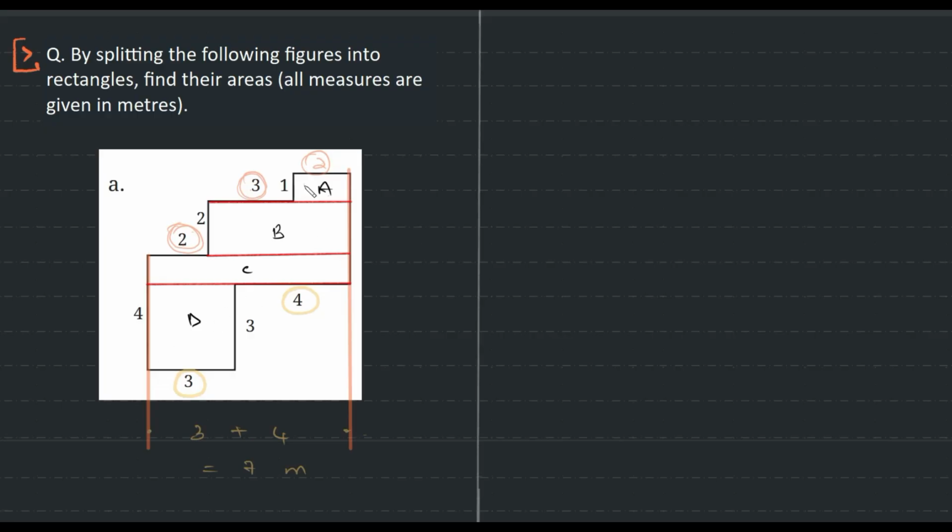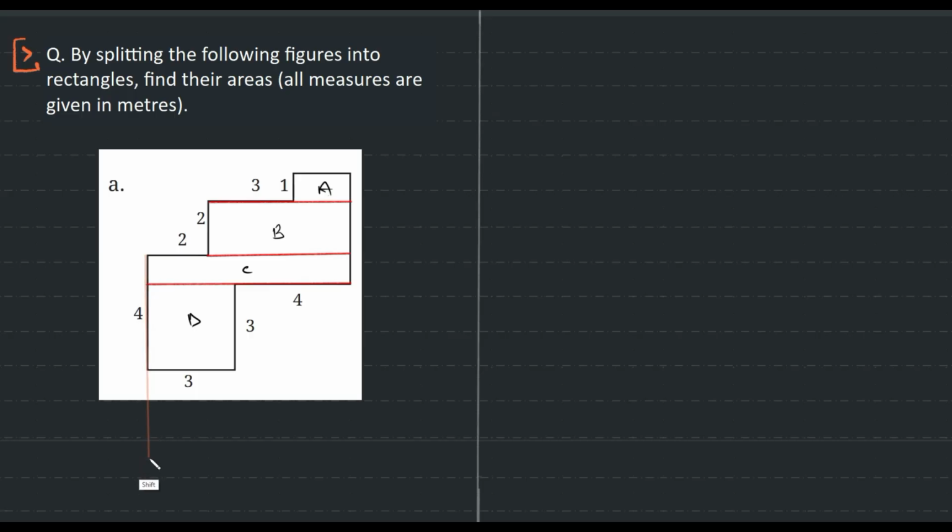Okay, so length and breadth is known of this diagram. What about B? We know the breadth. Do we know the length? Do we know this length? Yeah, we kind of know, because 3 plus 2 is 5. And what about this diagram, C? Okay, so there's a lot of information actually. Let me do it properly.